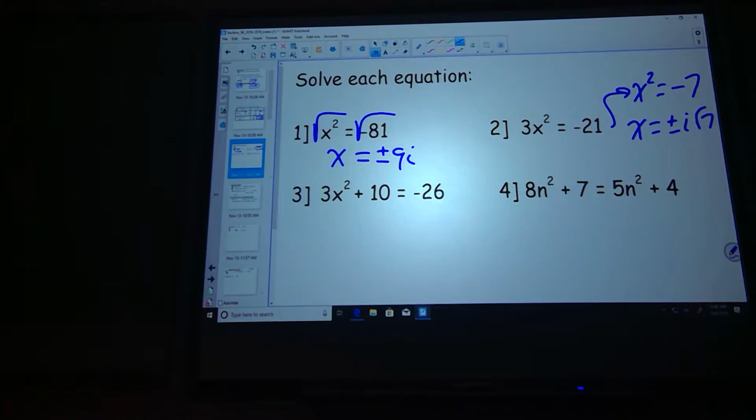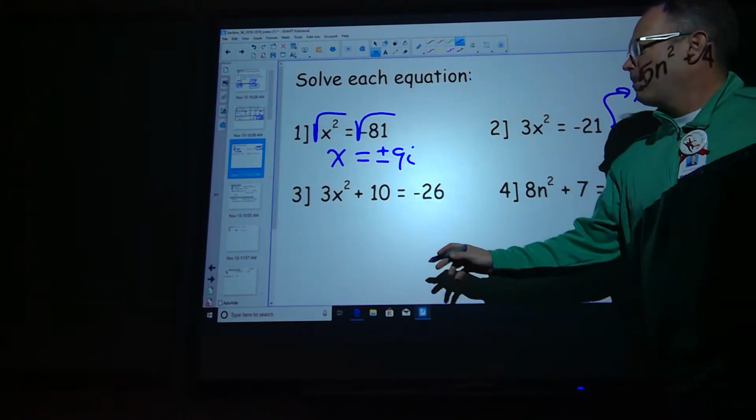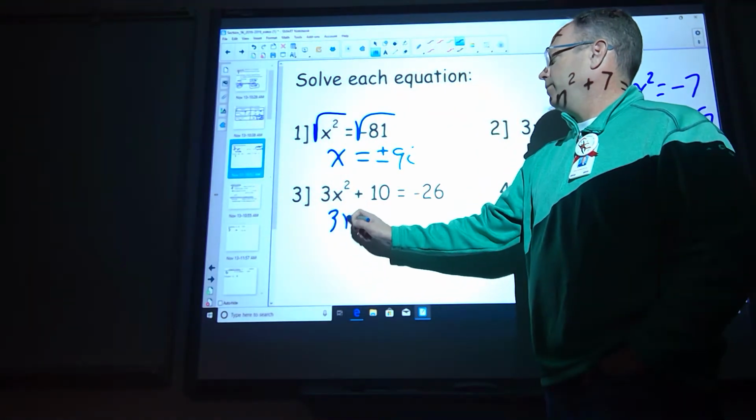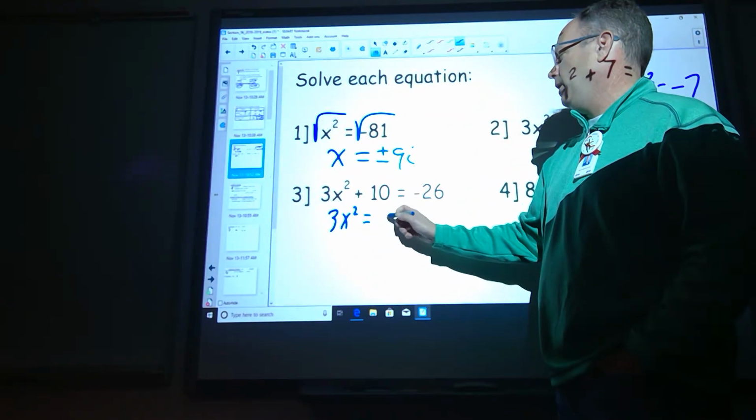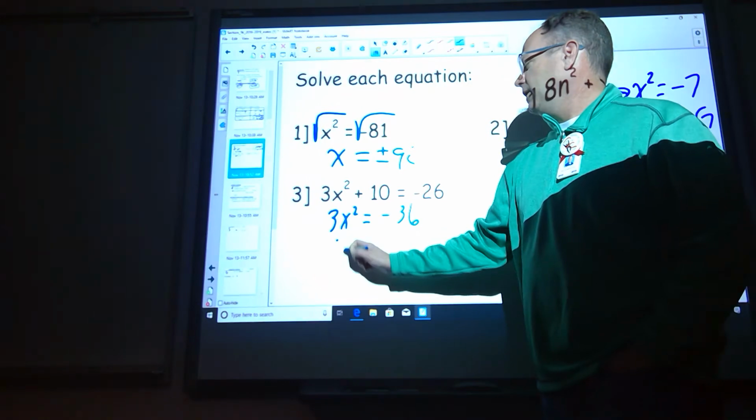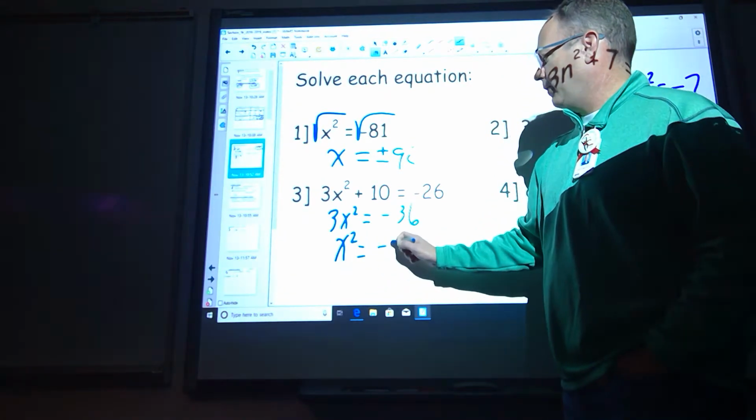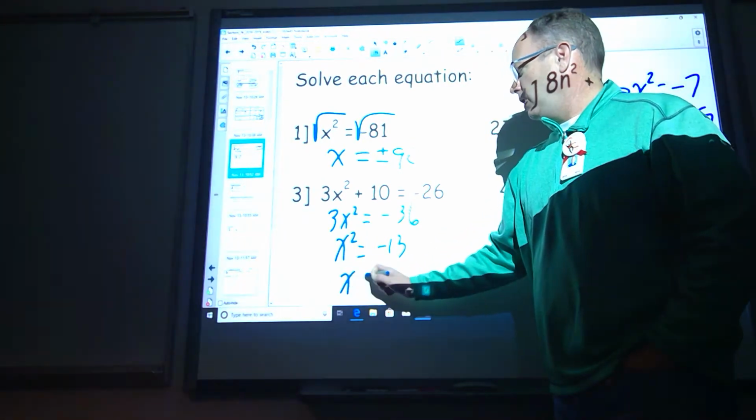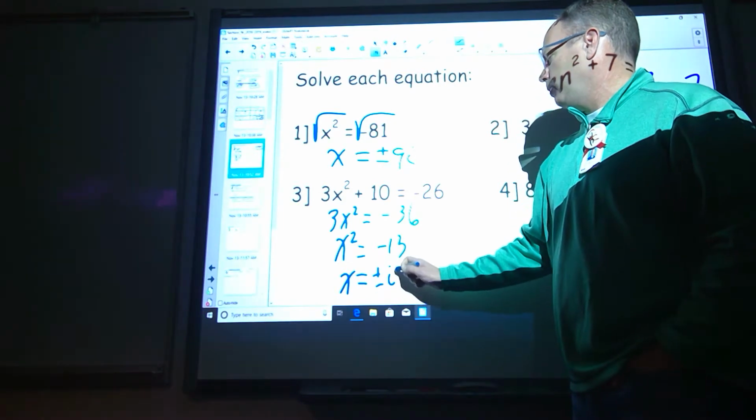Is that all right? So I'm starting to slip this i thing in. Well, let's see, this one, just for the algebra, that's going to give me negative 36. That's going to give me x squared equals negative 13. So then x is equal to plus or minus i root 13.